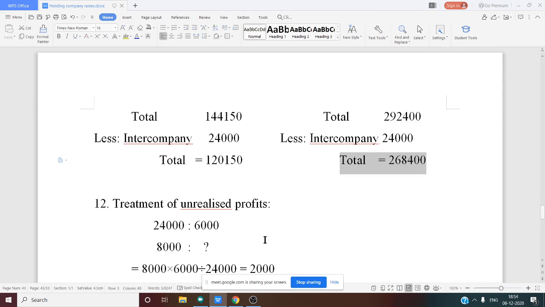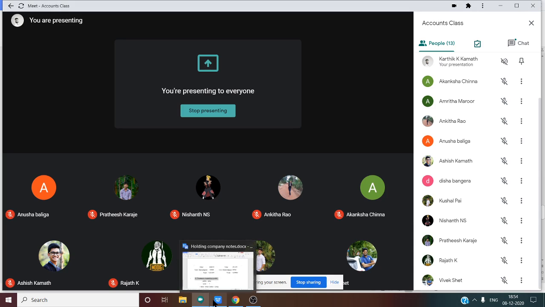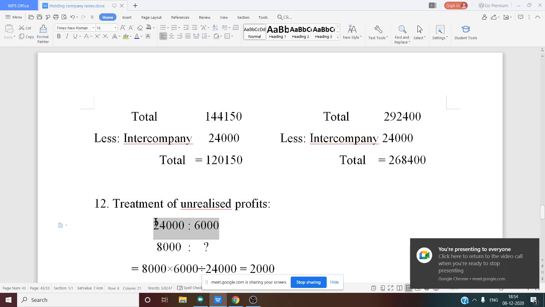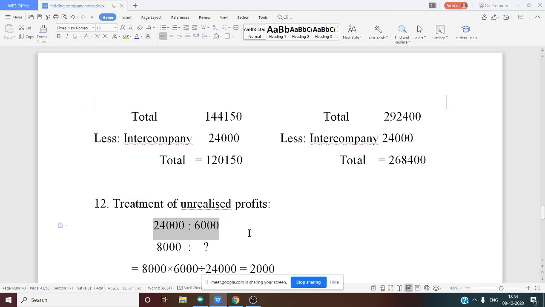After this, working note number 12, that is treatment of unrealized profit. So again, in the same adjustment, if you see, for 24,000, 6,000 is a profit, they have said in the adjustment in the question. So for 24,000, 6,000 is a profit. For 8,000, how much? Why 8,000? Because 8,000, we know, is unsold goods which are with the holding company. Unsold goods are there with the holding company at the end of the financial year, 8,000.